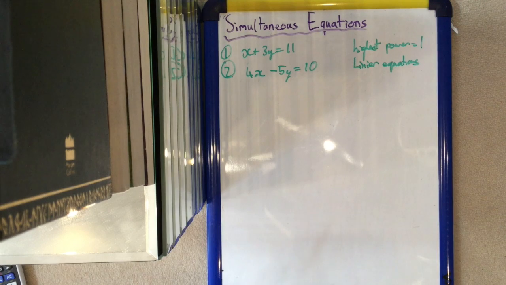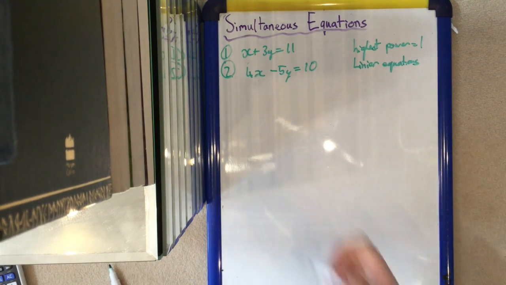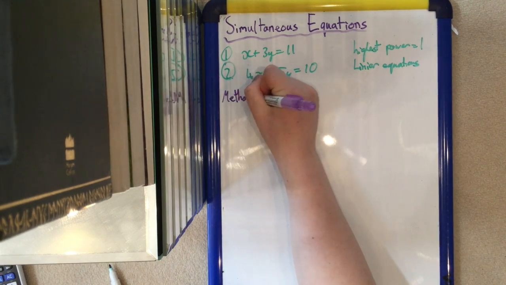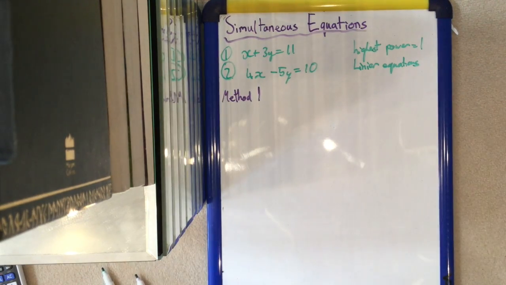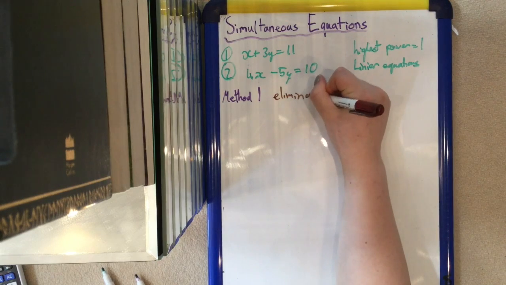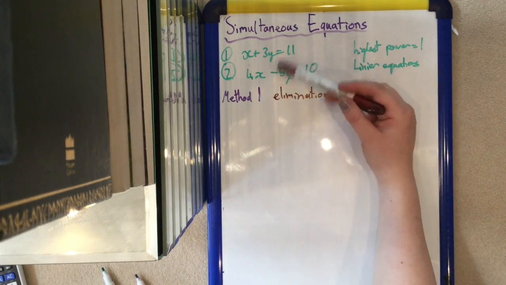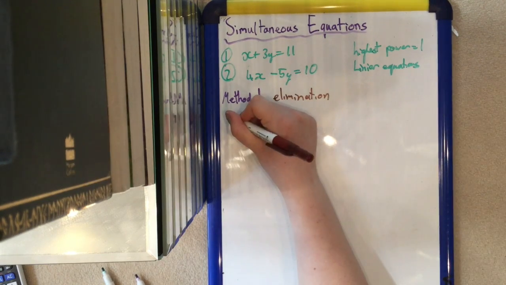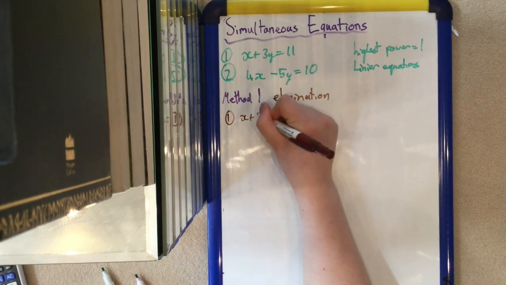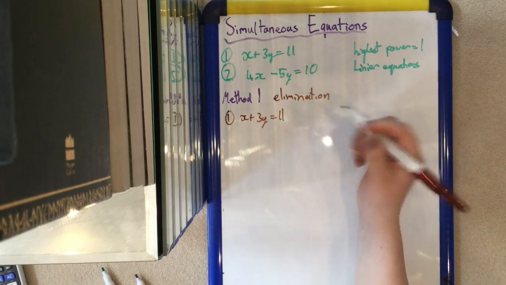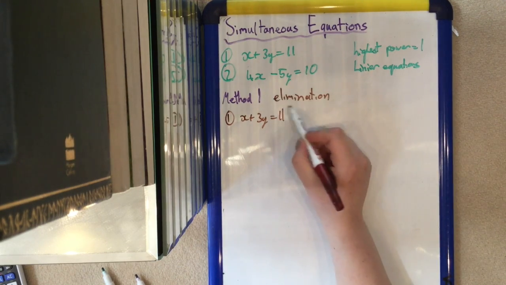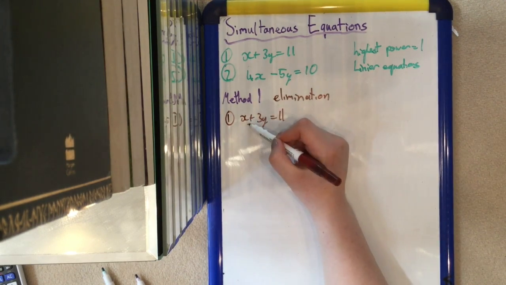Now, if you have two linear equations, there are two different methods you can use to solve them. Method 1 is called elimination. And I'm going to use it to solve this set of simultaneous equations. Equation 1 is x plus 3y equals 11. And I'm going to try and eliminate this x.